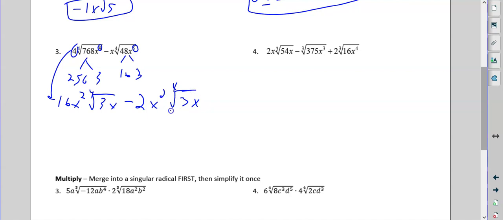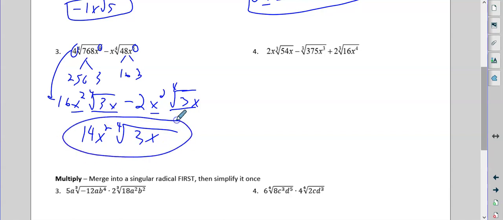Now notice, fourth root of 3x, fourth root of 3x, x squared. We can combine these. 16 minus 2 is 14. The x squared, don't forget that 4th root of 3x underneath. Final answer. All right, a lot going on here.